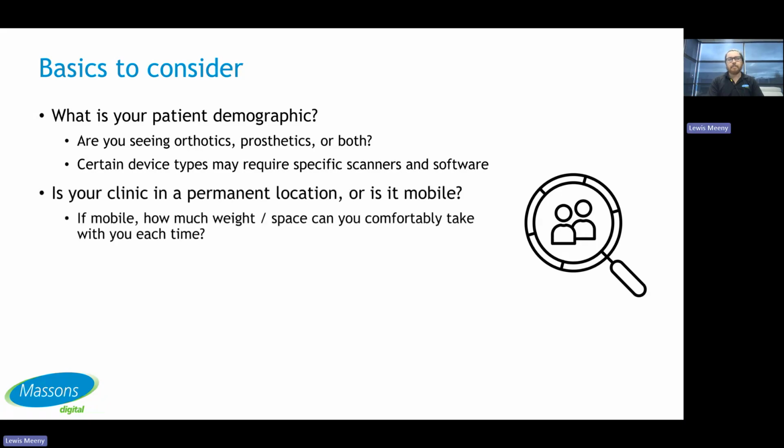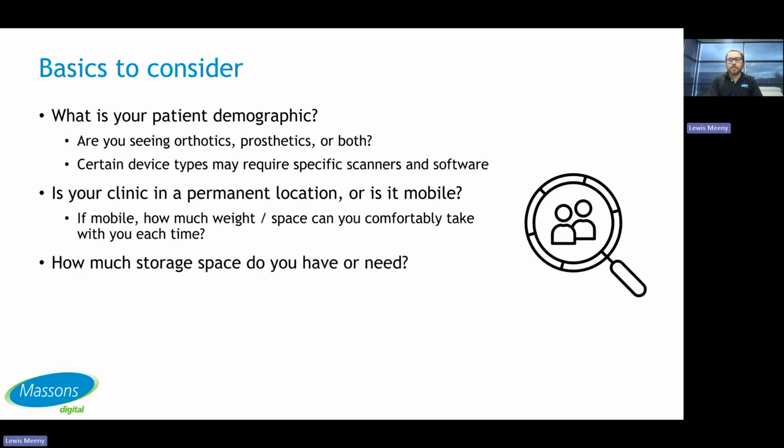Consider as well, is your clinic in a permanent location or is it mobile? And if it's mobile, how much weight and space can you comfortably take with you? If you're constantly going on the road, having an enormous amount of equipment or a very bulky scanner or a giant computer can become cumbersome. So where your clinic is based can help inform as well what your best methods are.